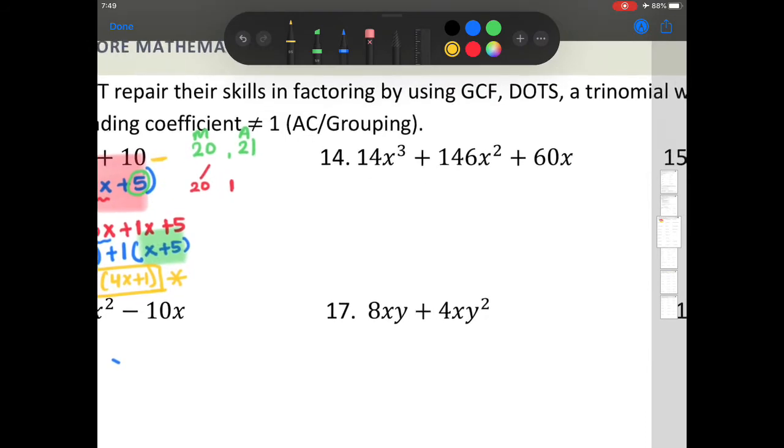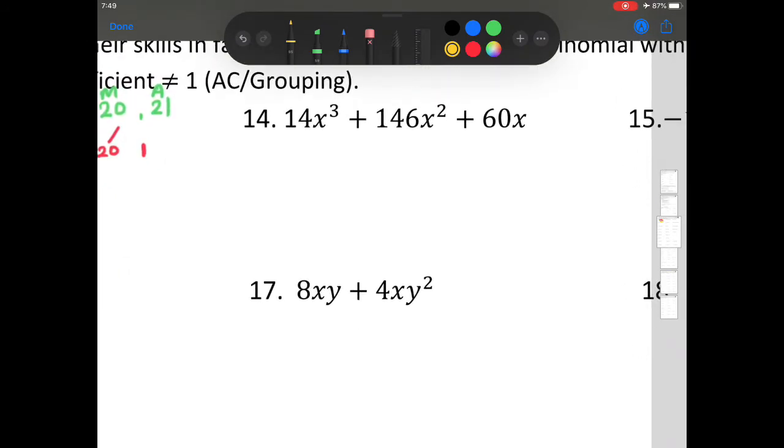Okay, let's try number 14. And I highly recommend you pause the video, try it on your own, and see if your answer matches mine. Okay, so again, is there a GCF? Yes, I see a GCF. X is common in all, and there's also 2. So 2x. What are you left with? 7x squared plus 73x plus 30.